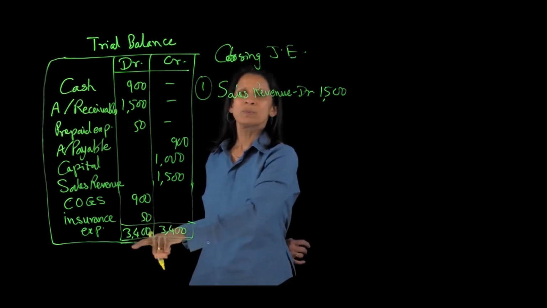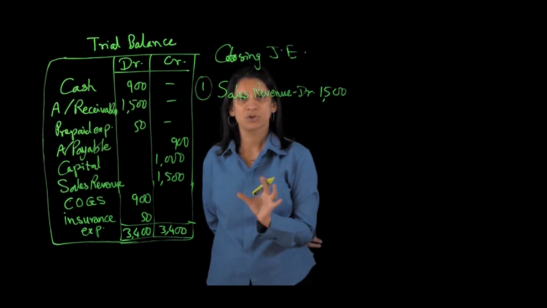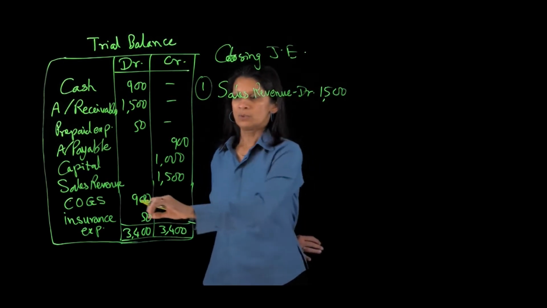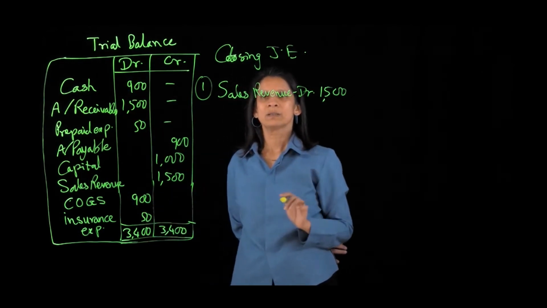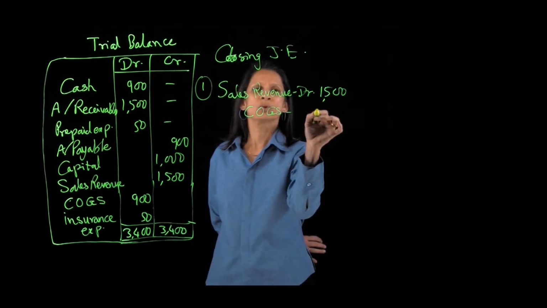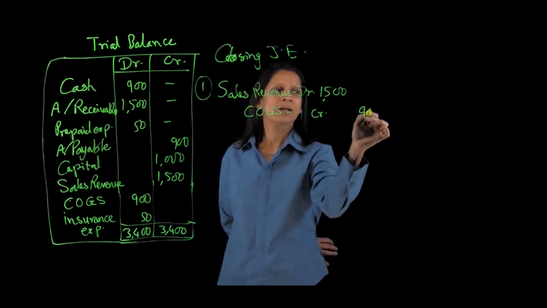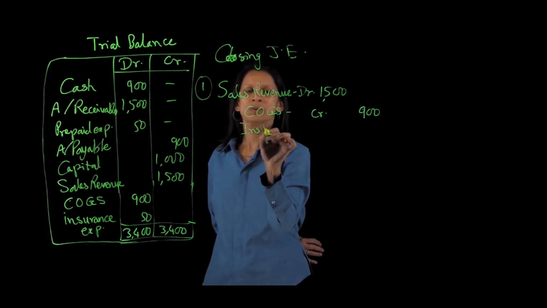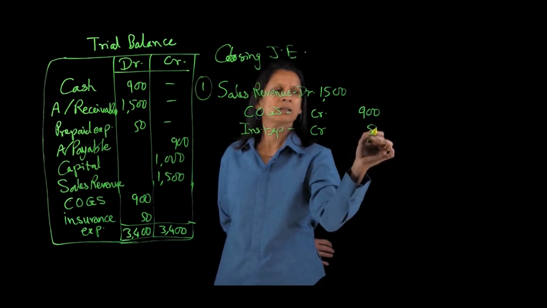Similarly, the expenses are also temporary accounts. You incurred those expenses just for this financial period, so you need to close them and zero them down. As you can see, expenses have debit balances. So in order to make them zero, you will be crediting those expense accounts. Cost of goods sold, you will be crediting it with whatever debit balance it has, that is $900. And there is an insurance expense account of $50 as a debit, so you will be crediting that account with $50.